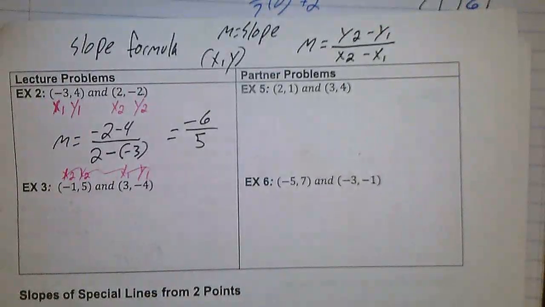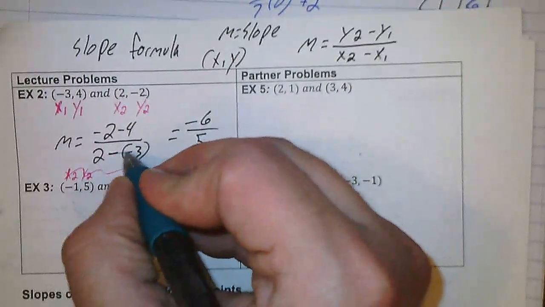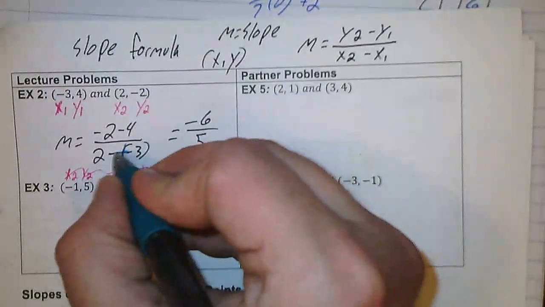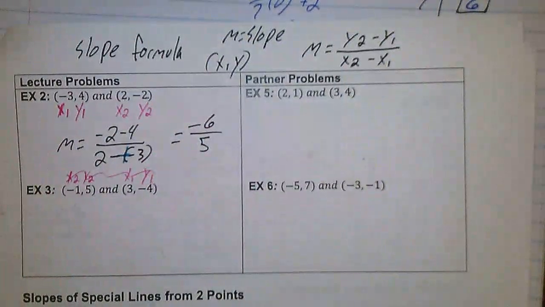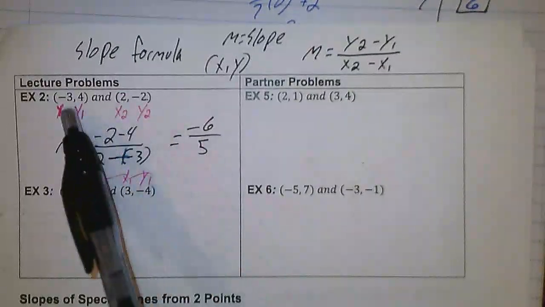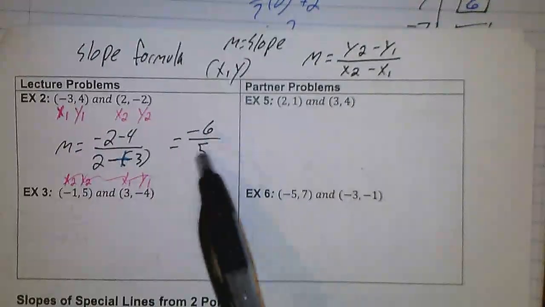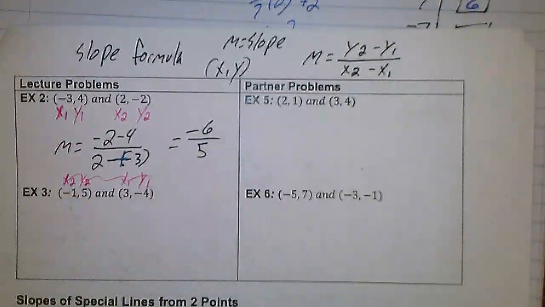When I was taught this in school, my teacher showed us that minus parentheses a negative easily connects into a plus. 2 plus 3 is 5. So that is our slope. That means we could plot these 2 points. To get from this point to this one, I would go down 6 and over 5. And then we could connect. So that's all it is, the formula there.